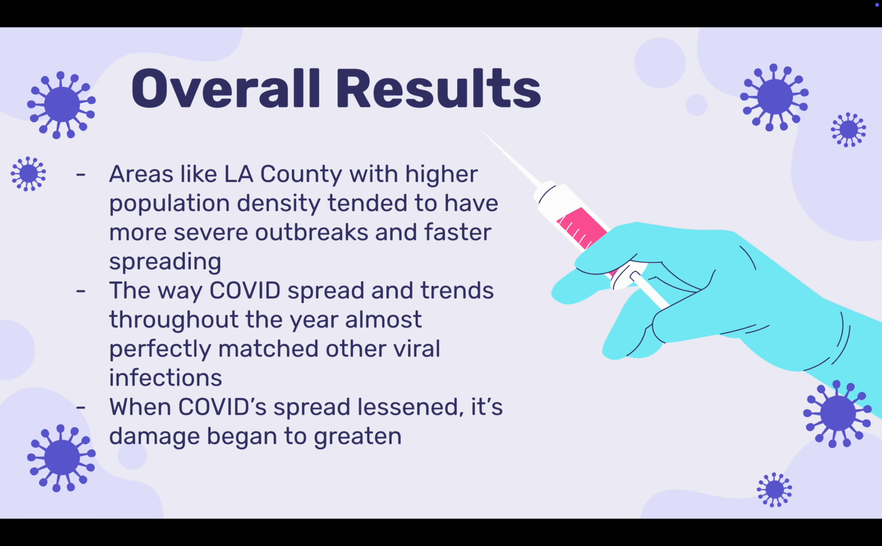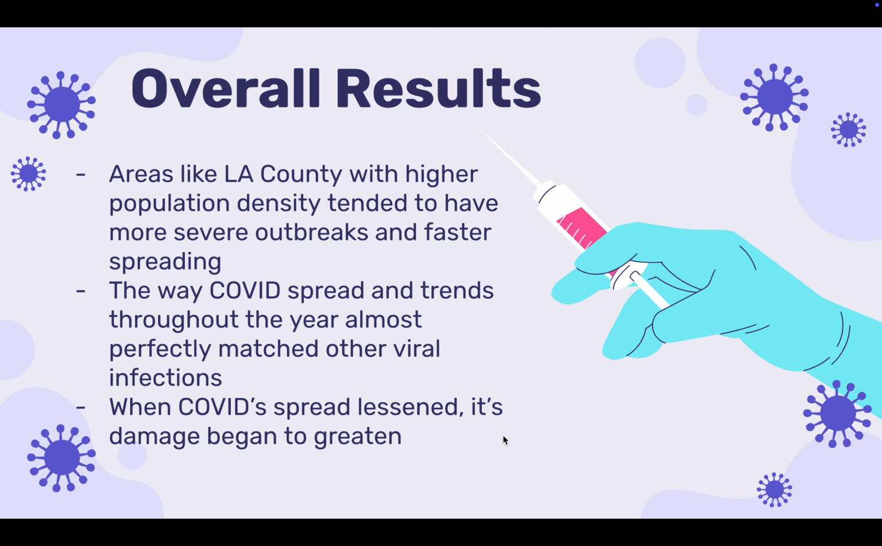So kind of recapping everything, my overall results: areas like LA County with higher population density tended to have more severe outbreaks and faster spreading. And then the way COVID spread and trends throughout the year almost perfectly matched other viral infections, apart from maybe that fall to winter turnover compared to in COVID, we had kind of the winter to spring.